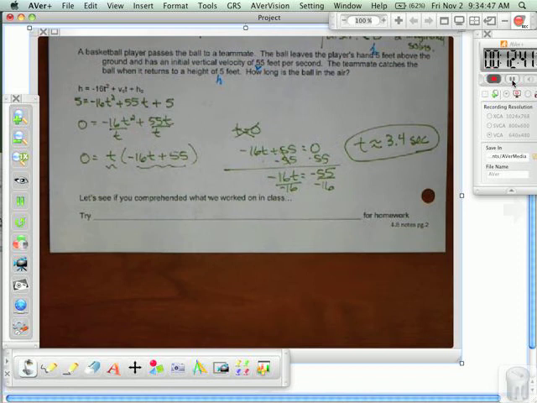So sometimes you just got to look at it and say, what's the easiest way? I did not write down your homework.